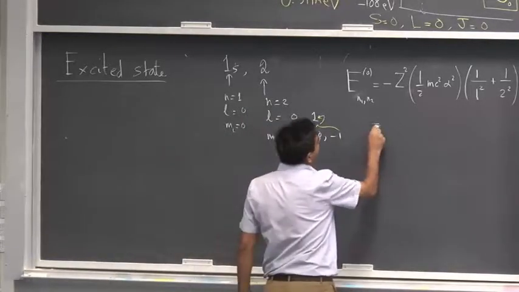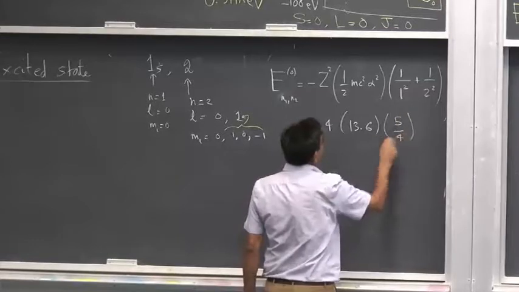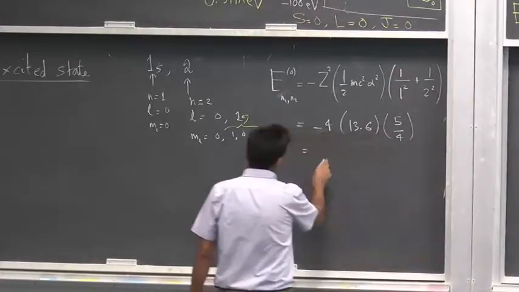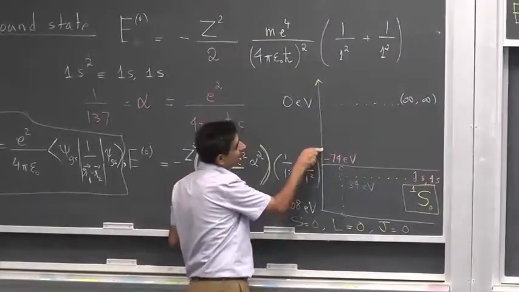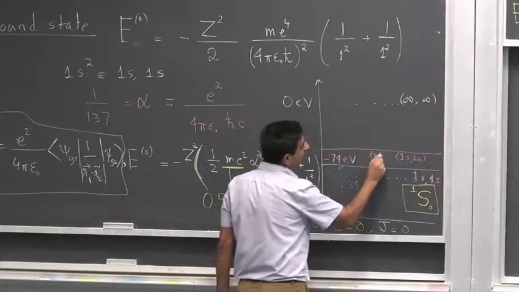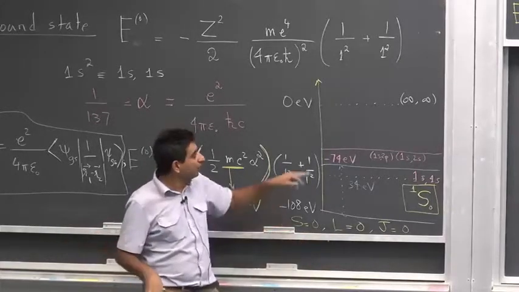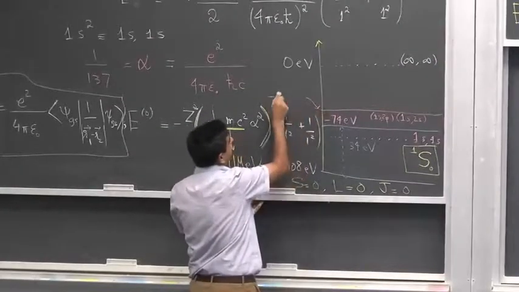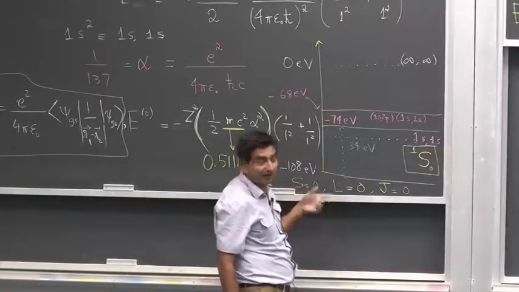Okay, so this thing is minus 4 into 13.6. This is 5 over 4. So this is minus 13.6 into 5. What does this give? Minus 68 electron volts. So now what we have is the zeroth order energy for the first excited state, which is 1s, 2s. So there are two kinds, 1s 2s and 1s 2p. Both of them have the same energy at this level of approximation, at the zeroth order. Okay? Both of them are here, and the ground state energy, oh sorry, the basal energy is minus 68 electron volt. So it's higher than the ground state by something, by 14 electron volts. So it's the first excited state.